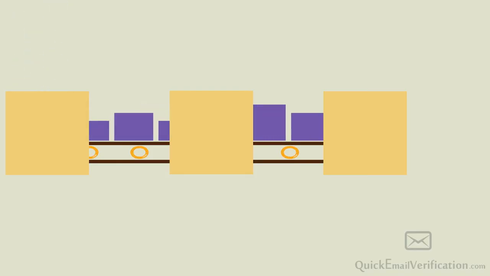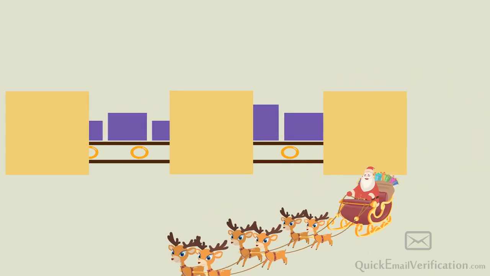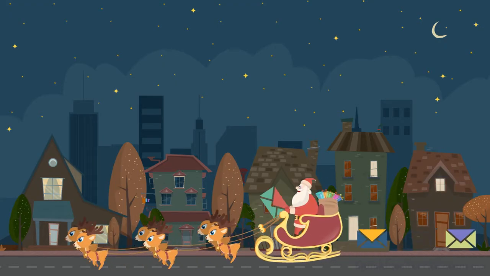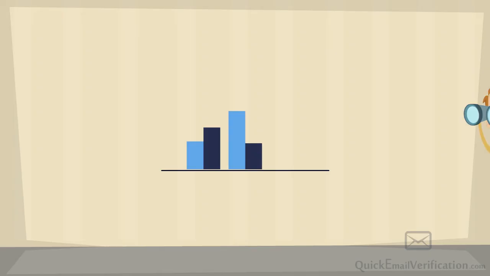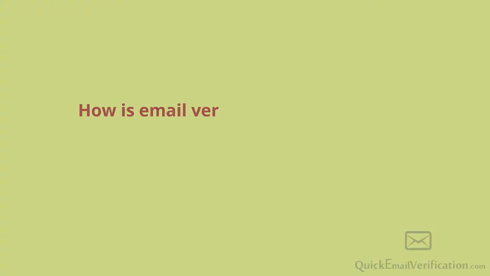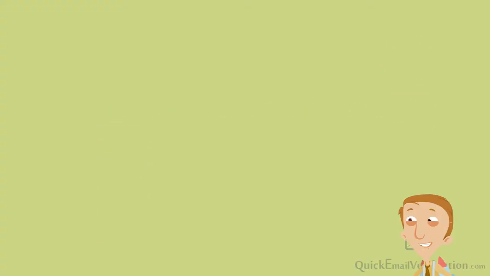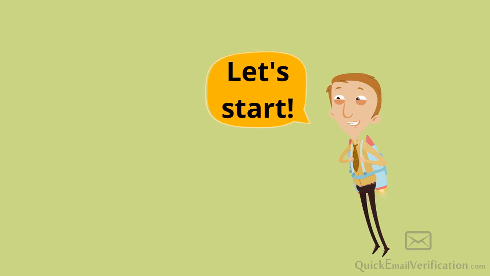As you know, email verification checks the validity and deliverability of email addresses. This gives marketers a cleaned mailing list that improves email marketing ROI and a better engagement. But, do you know the steps in which email verification is carried out? This video explains the entire process.